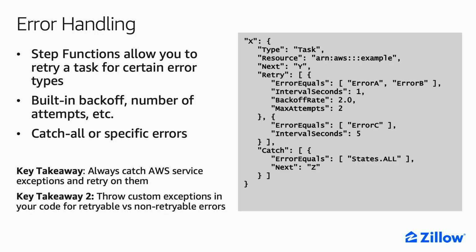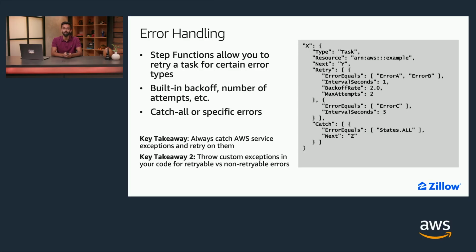We learned 2 major takeaways from this error handling. The first is that you should always catch AWS service exceptions and retry on them. AWS service exceptions are specific errors that are thrown when things like Lambda is down for some reason or S3 is down for some reason. Things that are out of your control that are probably just transient issues that you should retry on.